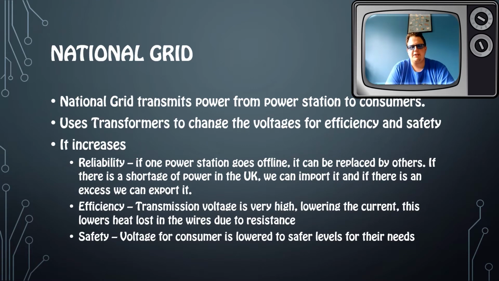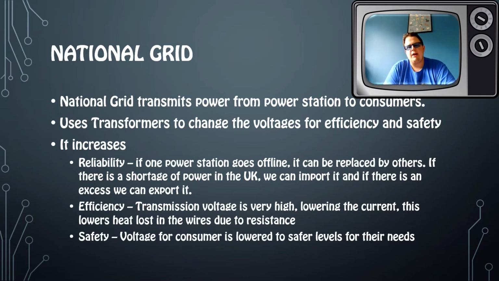So to increase efficiency, we try to make sure the transmission voltage is as high as possible. So what we have is what we call a step-up transformer. It steps the electricity up to go through the transmission lines. This lowers the current, lowers the heat loss in the wires, makes it more efficient.